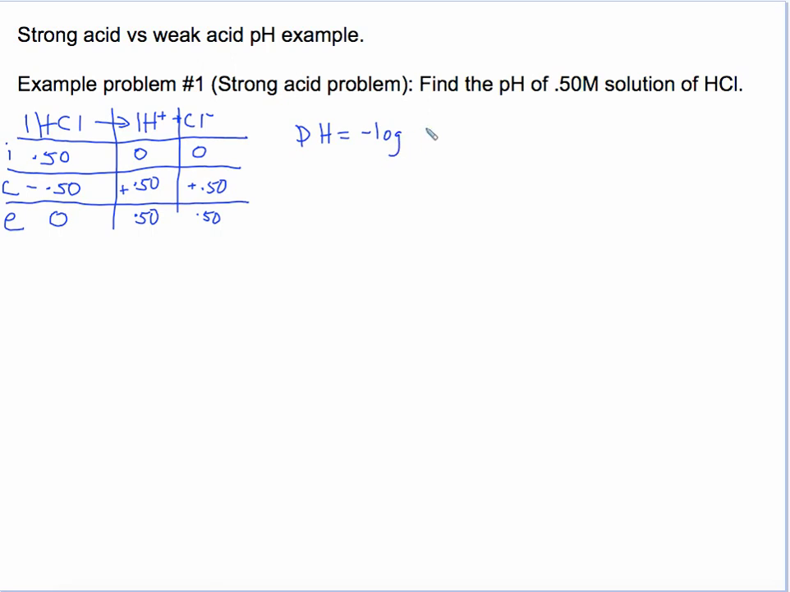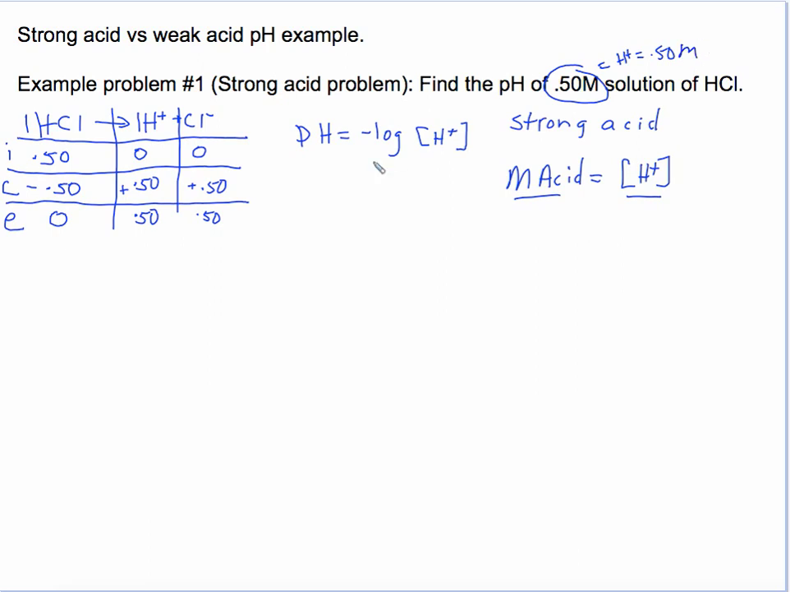pH is equal to the negative log of the H plus. With a strong acid, you know the H plus. Something to remember, and this is only for strong acids, is that the molarity of the acid is equal to the hydrogen ion concentration. Molarity is another word for concentration. If you can remember that, you don't really have to make this ice table. If you know the acid is 0.5 molar, then the H plus is also going to equal 0.50 molar.